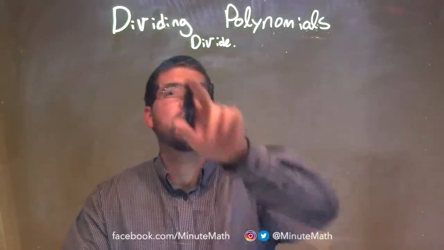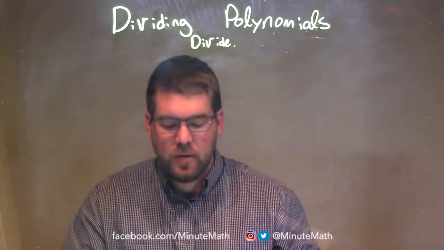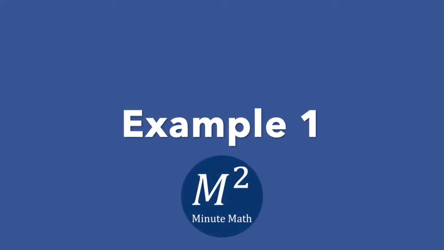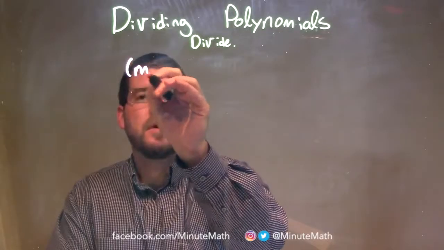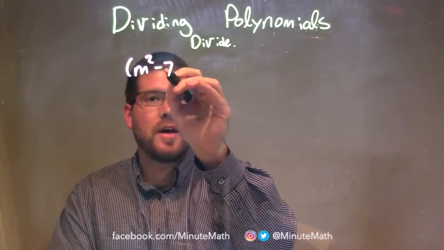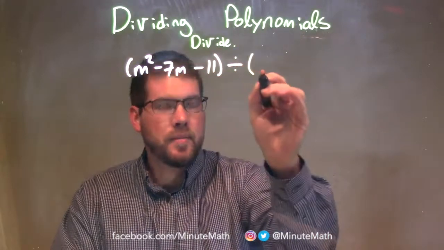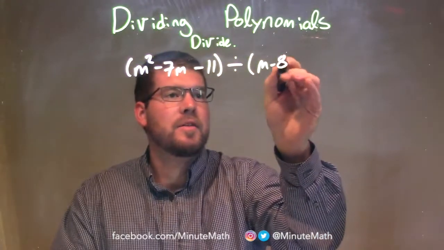And today we're going to learn about dividing polynomials. So if I was given this polynomial to divide, m squared minus 7m minus 11 divided by m minus 8.